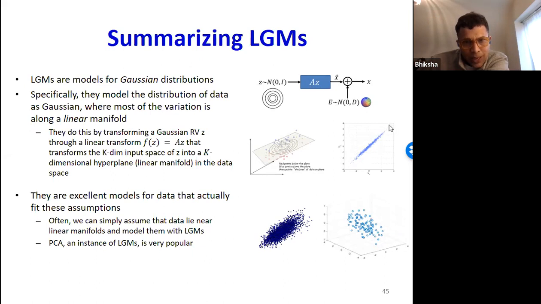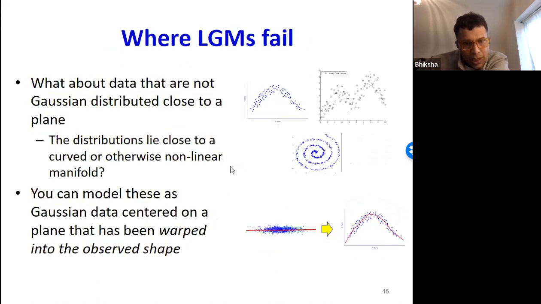And this model can capture Gaussian distributions of this kind. They're excellent models for data of this kind. It's actually a generalization of PCA, and it's actually a better model than PCA for data, right? And PCA is in fact a special instance of LGMs, where the noise is assumed to always be orthogonal to the hyperplane. So far so good.